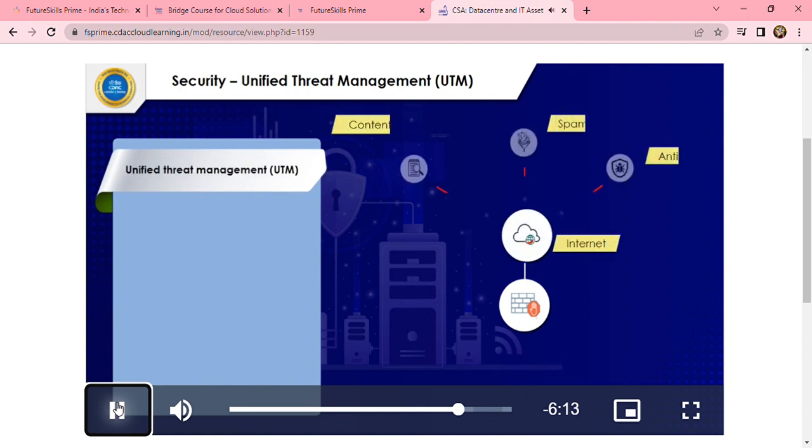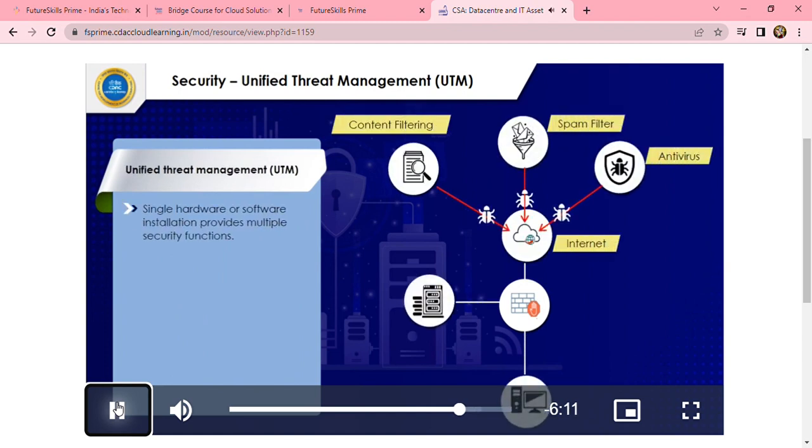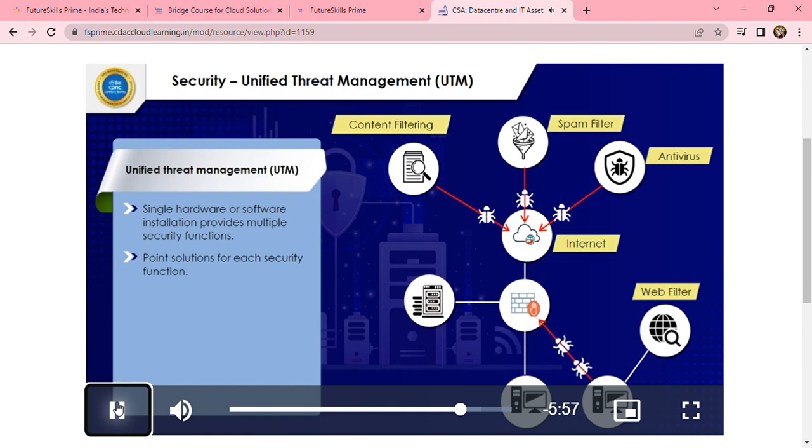Unified Threat Management (UTM) is an approach to information security where a single hardware or software installation provides multiple security functions. This contrasts with the traditional method of having point solutions for each security function. UTM simplifies information security management by providing a single management and reporting point for the security administrator, rather than managing multiple products from different vendors, but it may introduce a single point of failure also.